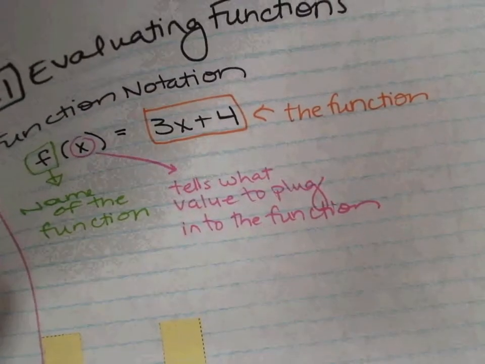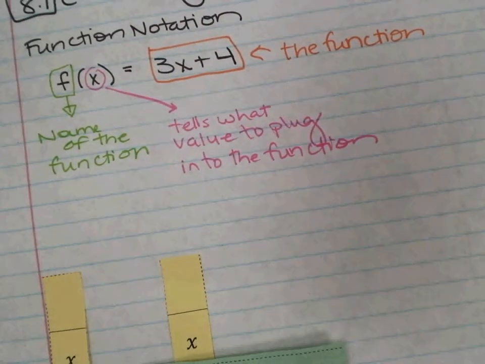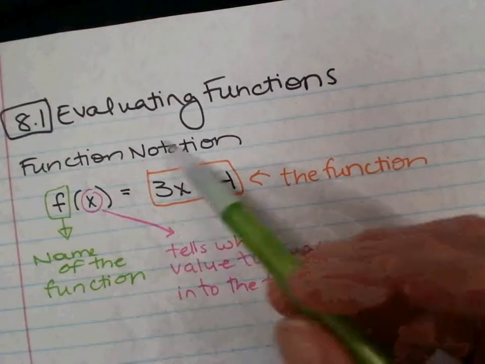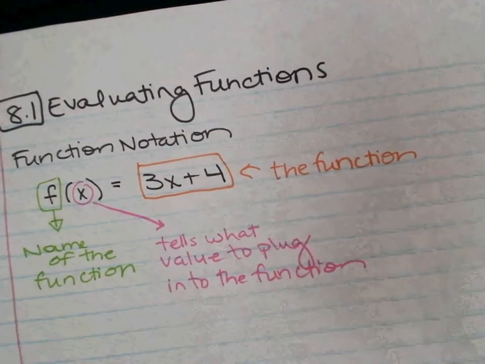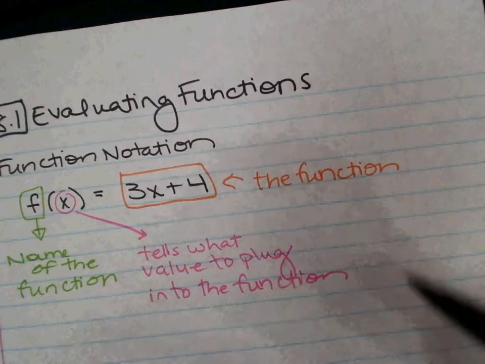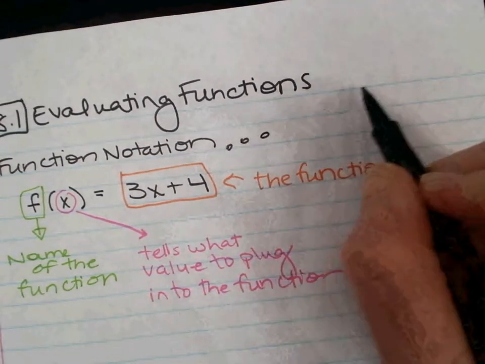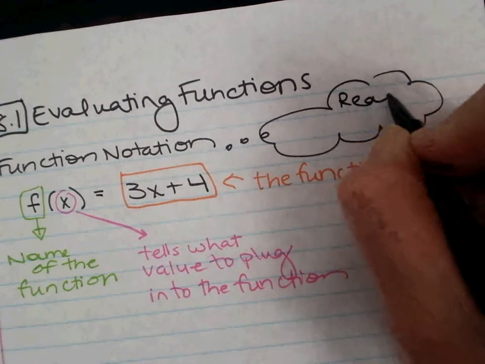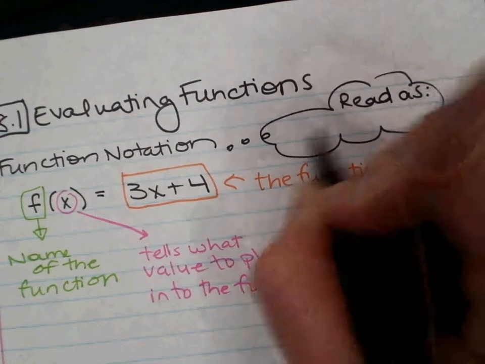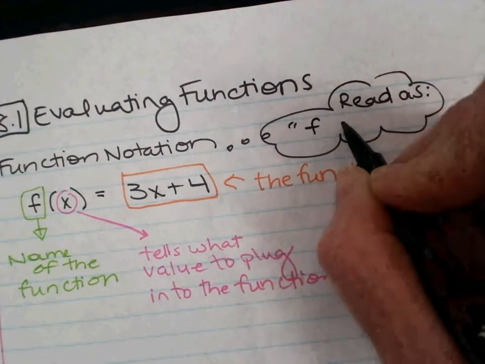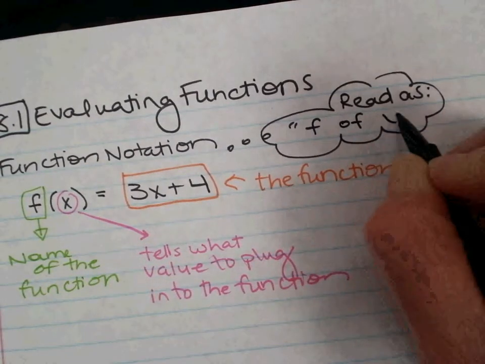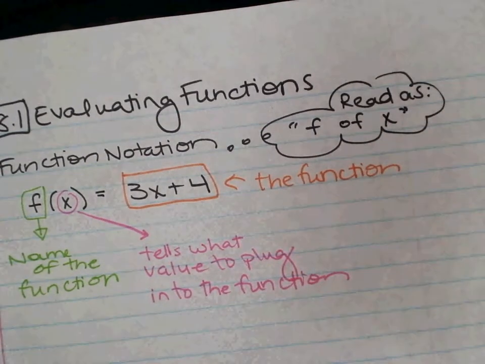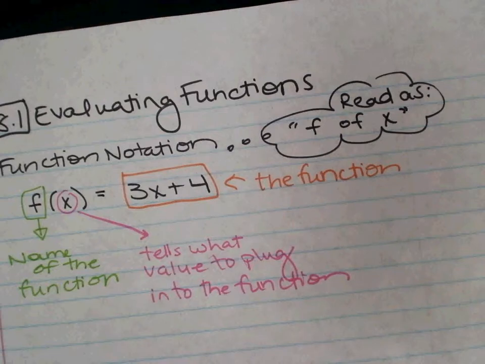So now that I have my little notes, I know what a function is and what all the parts mean. Something important to note is how to say this. We read this as, quote, "f of x." That's how we read this function, f of x.